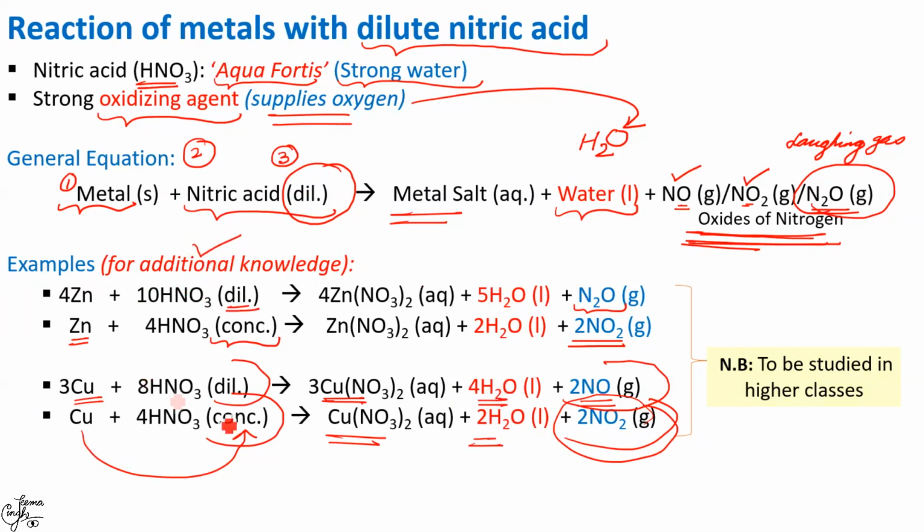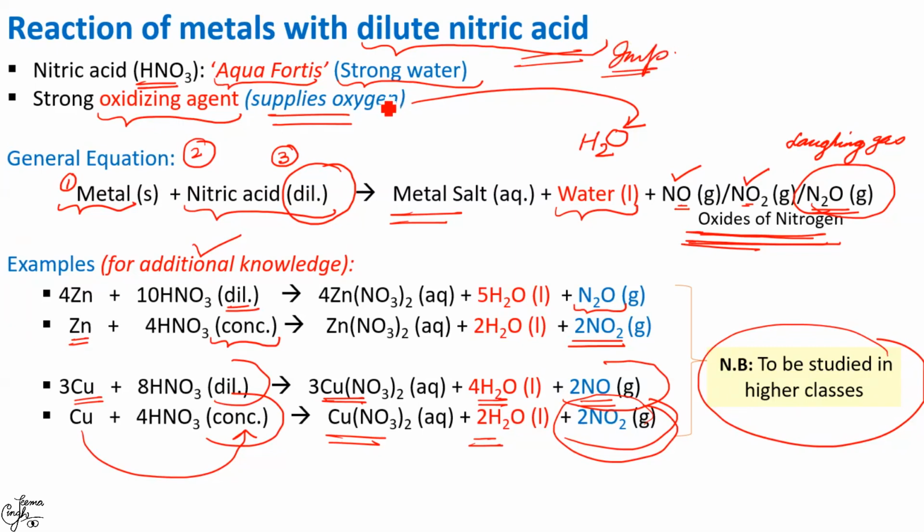You don't have to practice them, you don't have to learn them, you don't have to know them as far as your board examinations are concerned. They are to be studied in higher classes. In fact, there are no direct chemical equations from the reaction of metals with dilute nitric acid provided in your NCERT textbook and CBSE syllabus. As far as your class level is concerned, most of the times you have a reasoning question from here, and therefore this topic is an important topic.